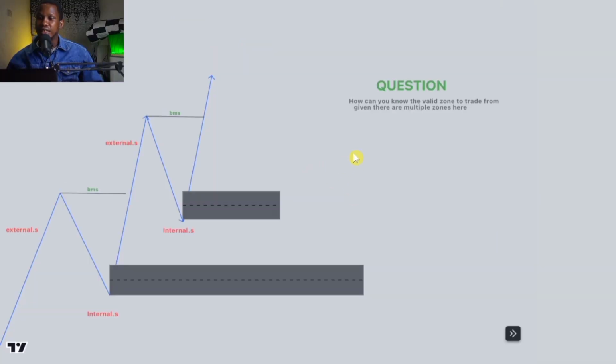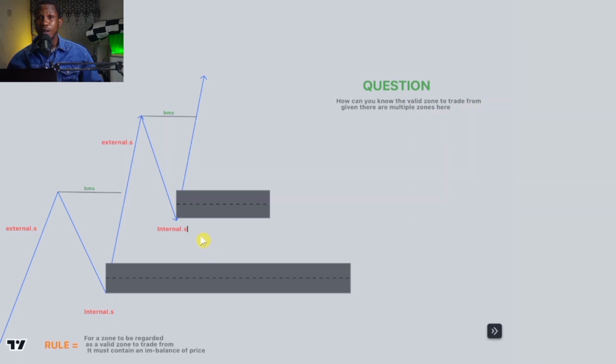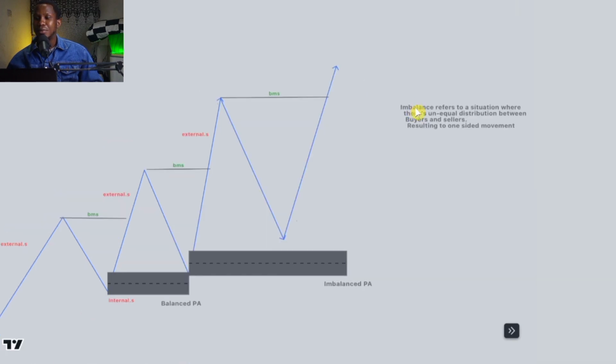So the question here is, how can we know the valid zone to trade from? That's why we have mapped out this rule for us. Rule 1 is, for a zone to be regarded as a valid zone to trade from, it must contain an imbalance of price. An imbalance refers to a situation where there is an unequal distribution between the buyers and sellers, resulting in one-sided movement. Look at this whole structure now.